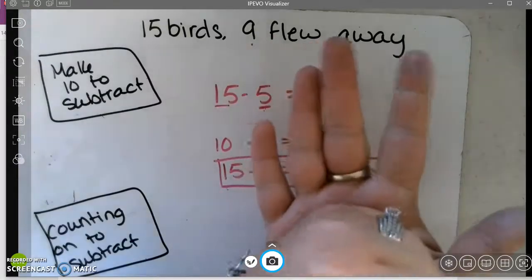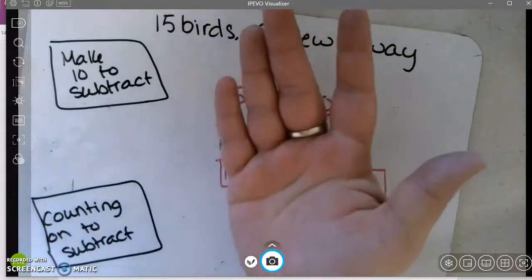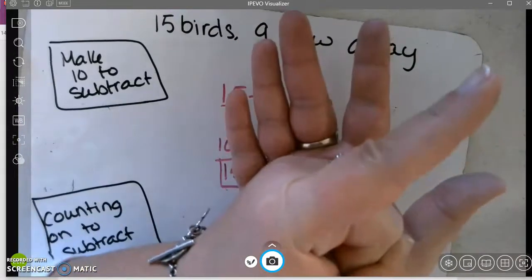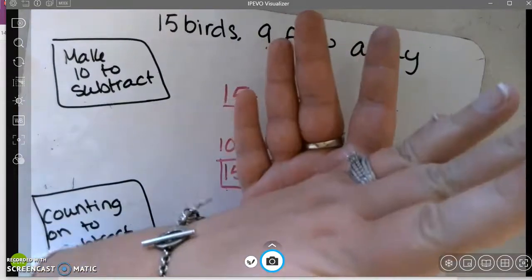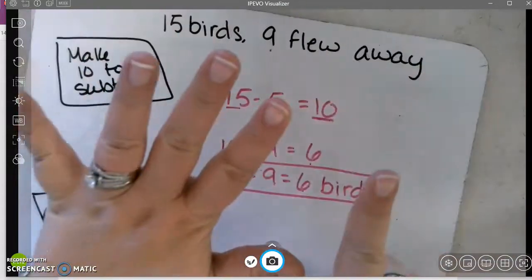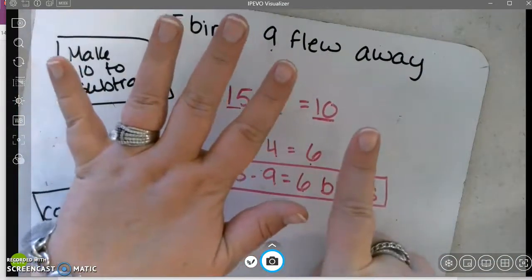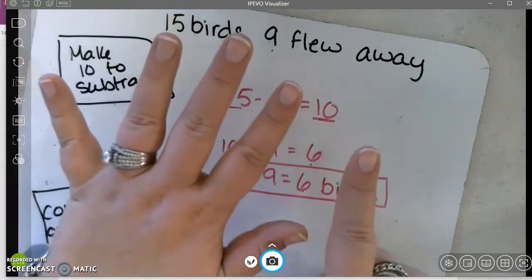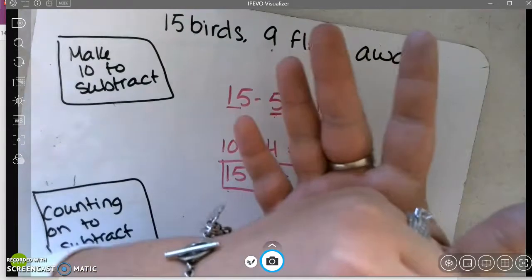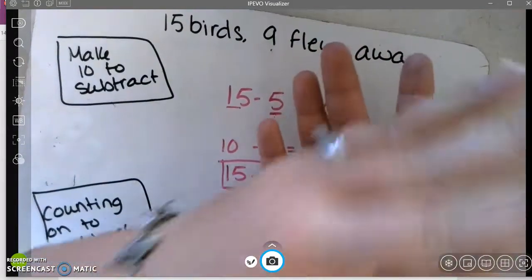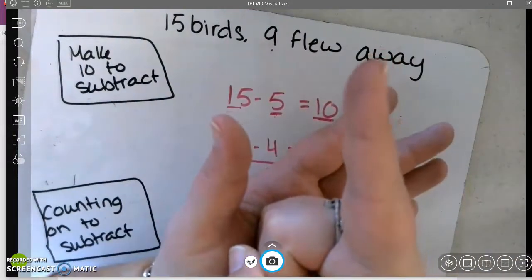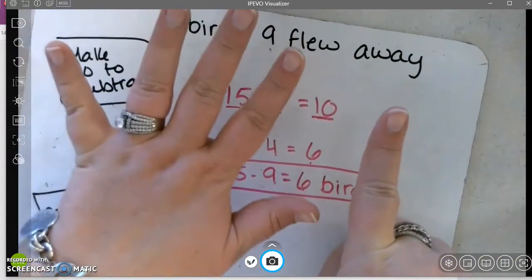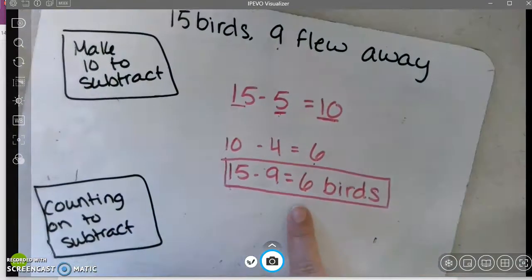So I say 9, and then my first finger comes out at 10, 11, 12, 13, 14, 15. How many fingers am I holding up? I'm holding up 6 fingers, and I stopped counting when I got to 15. So again, I said 9, 10, 11, 12, 13, 14, 15. I stopped right there. How many fingers am I holding up? Am I holding up 6 fingers?